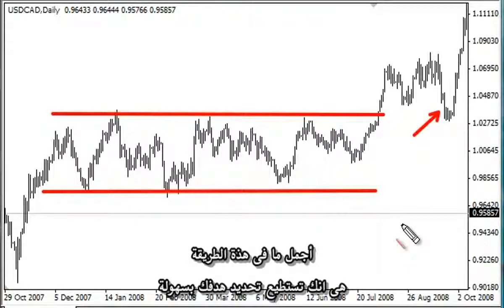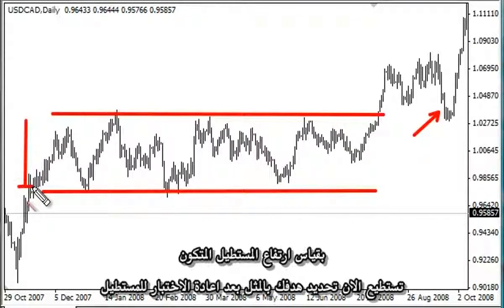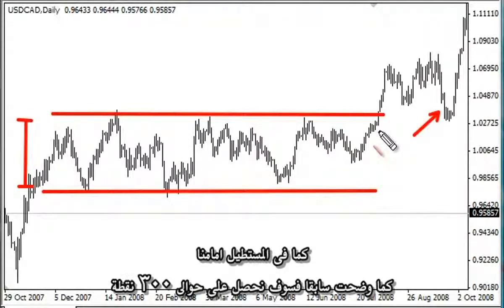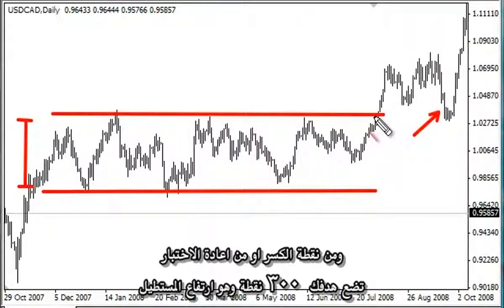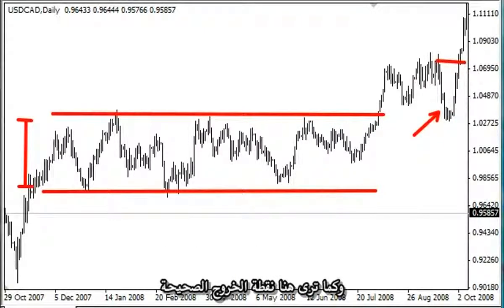The beauty of the rectangle is that it comes in with a built-in measuring mechanism as well. By measuring the height of the rectangle, you now can get a projected target, be it a breakdown or in this case a break up of the rectangle. So for example, in this particular rectangle, as I mentioned before, we were looking at roughly 250, maybe 300 pips, and from the point of the breakout or the retest, same level, you go up 300 pips or so, and you can see that's about where you ran into trouble.